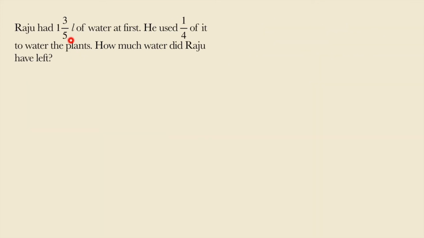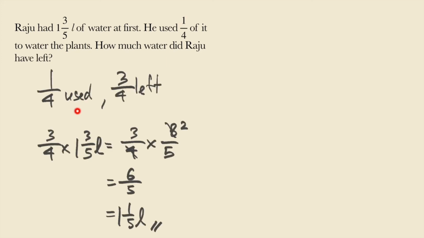And the fun continues. Raju had this amount of actual liters of water at first. He used 1/4 of it. Now, is this liters? Nope. So this is actually dealing with fractions. He used 1/4 of it to water plants. How much water did he have left? If 1/4 units were used, that means 3/4 units left. So what's 3/4 units of this? It's 3/4 of, as in multiply.